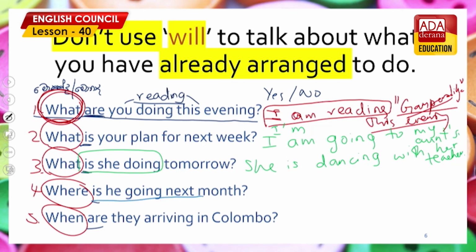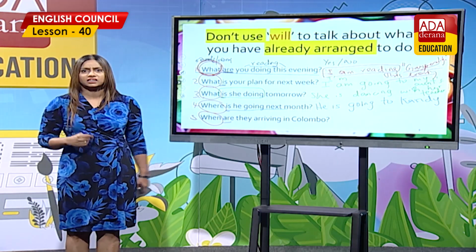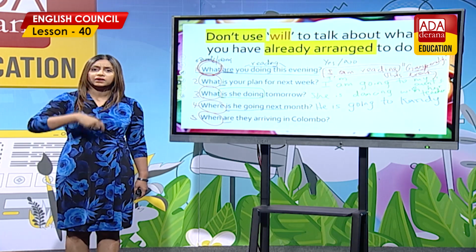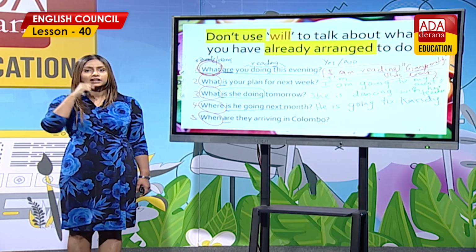Where is he going next month? Next month, future. Where is he going next month? He is going to Kandy. Now let's say he has made all the plans to visit Kandy. So you say he is going to Kandy with his friends next month. He is going to Kandy with friends next month. You can tell it is certain because everything for next month has been arranged, so you can be sure about it.